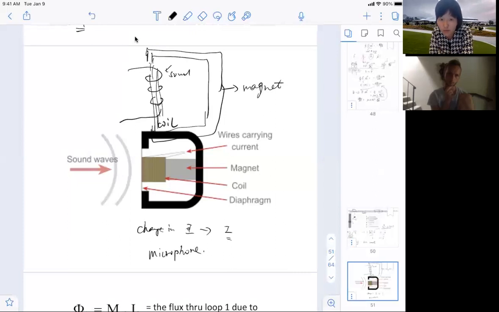And you can reverse this device exactly to get another application. For example, you can change the current running through the coil, because the current-carrying wire will feel a force. So if you change the current, F equals I L cross B, right?